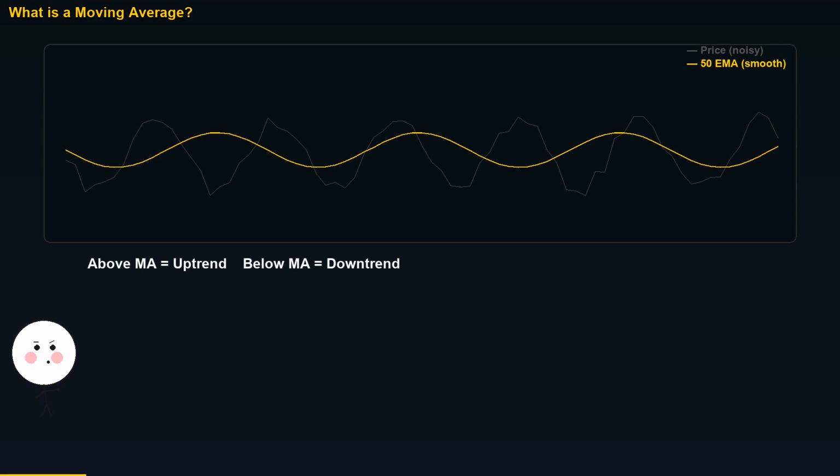A moving average is simply the average price over a specific number of days. The 50-day moving average takes the last 50 closing prices, adds them up, and divides by 50. Every day, it moves forward one day. That is why it is called a moving average. It smooths out the noise and shows you the trend. When price is above the 50 EMA, the trend is up. When price is below, the trend is down. That is it. That's simple.